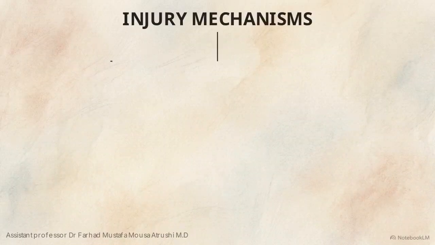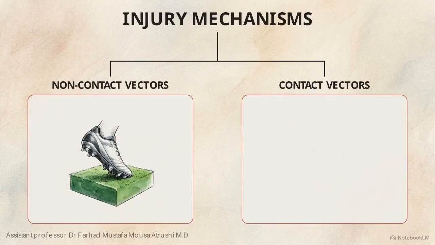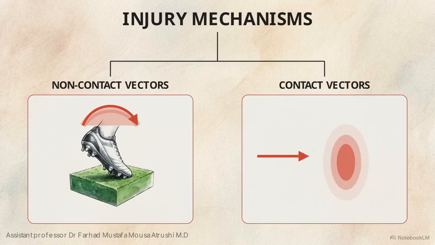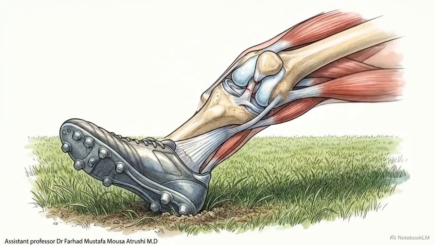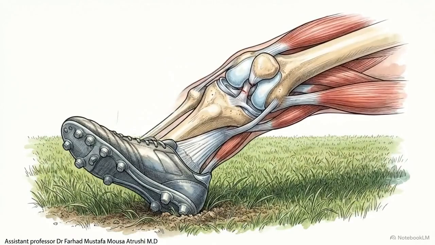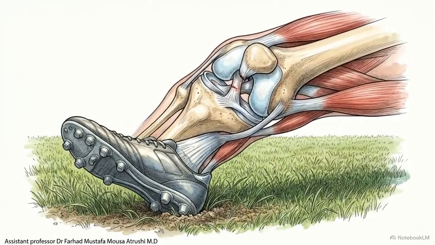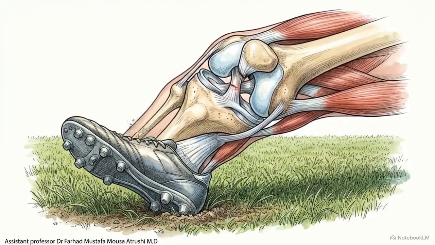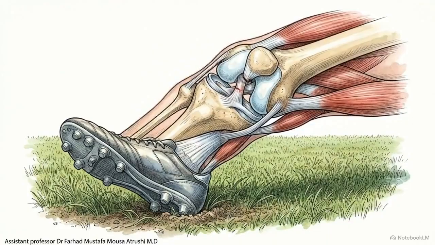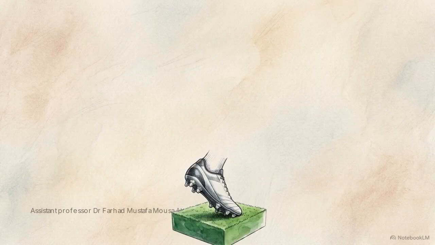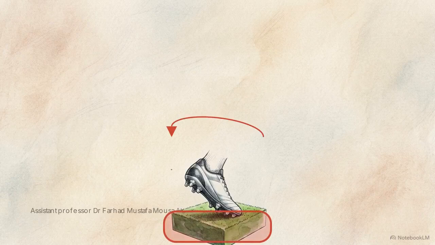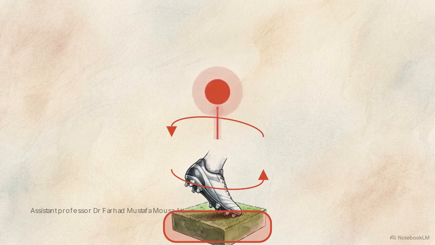We categorize this failure into two distinct injury mechanisms: non-contact vectors and contact vectors. A classic non-contact injury involves rapid deceleration combined with a rotational cut, executed while the foot remains firmly planted on the playing surface. The fixation of the foot is a critical variable. When improper, overly long cleats lock the foot into the turf, the rotational torque cannot disperse through the ground. The force travels straight up the leg and into the knee joint.